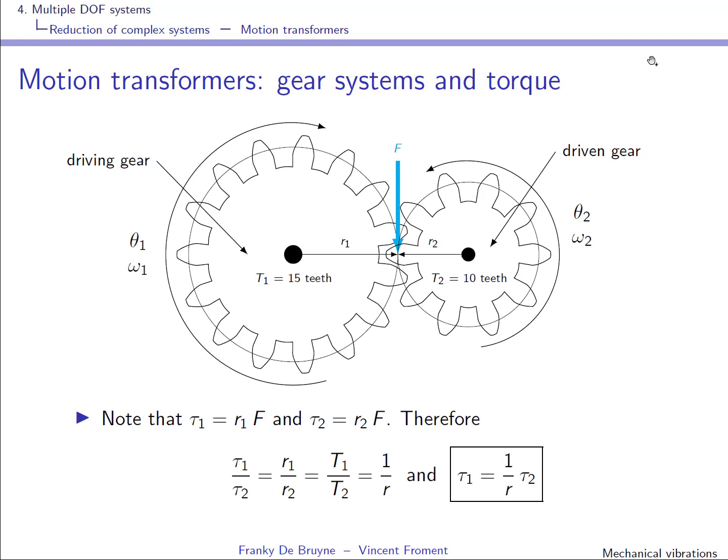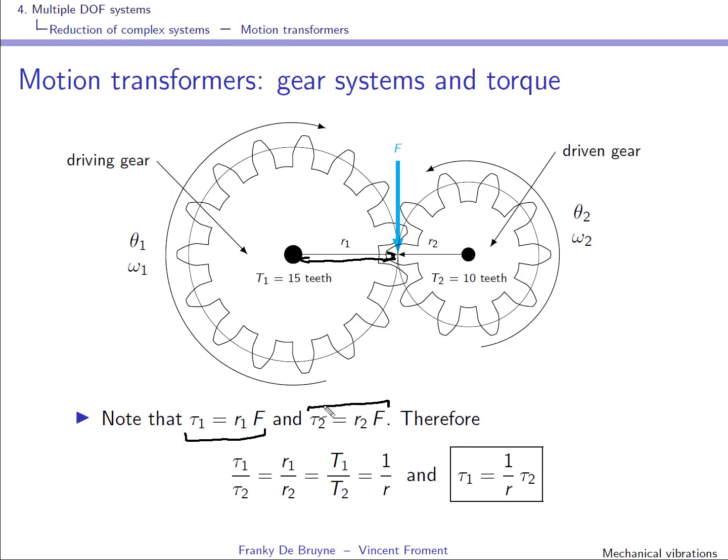So now we can have a look at what happens in terms of torques. This driving gear is applying a certain torque, and you see that we have a radius R1 over here, and that this driving gear is actually applying a force over here. We know that the relation between force and torque is given by this equation. So it's simply the force times the radius. And you have something similar for the torque that's being produced on the driven gear.